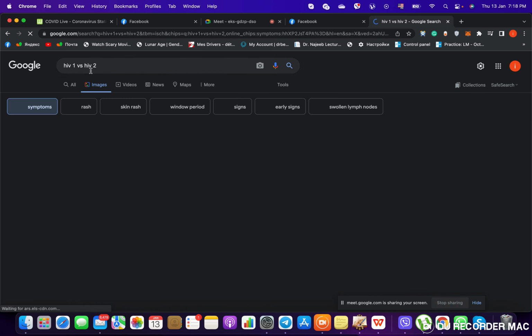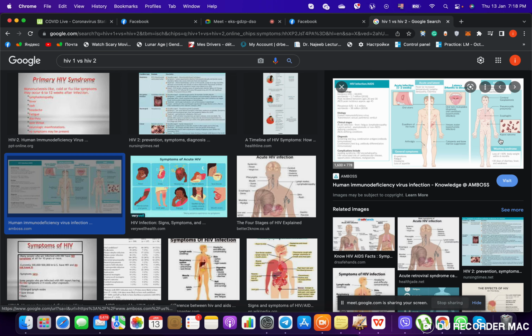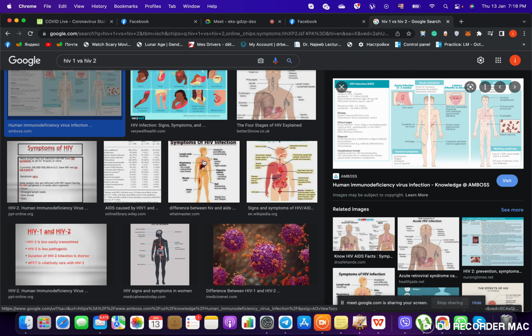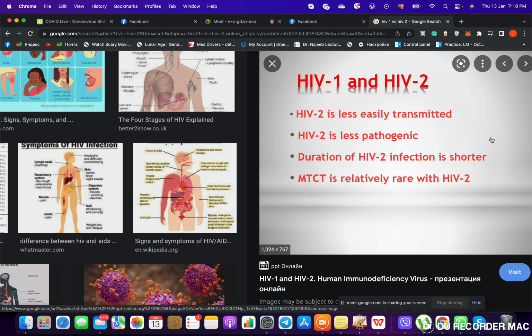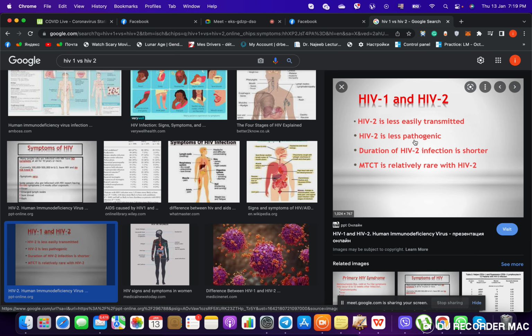I am looking for one really good table, but I'm not able to find it. But the idea is like this, to make it simple for you guys. Oh, here it is, finally. Okay. So HIV-2 can be transmitted less easily, and it's less pathogenic than the other one, and the duration of the infection is shorter. Okay, so that's what I wanted to tell you about HIV-2.